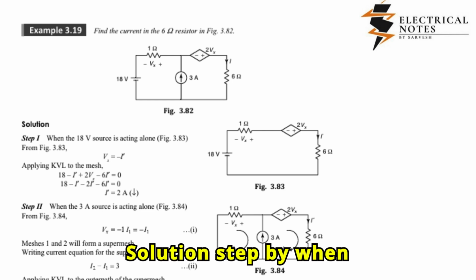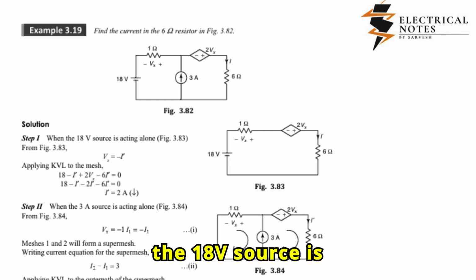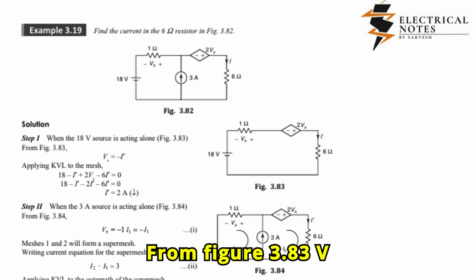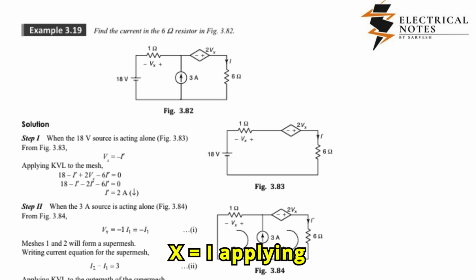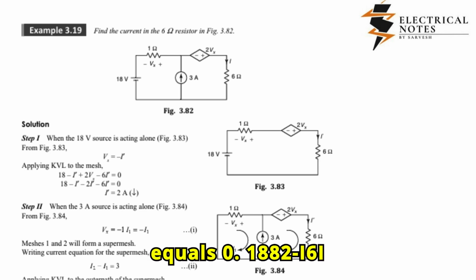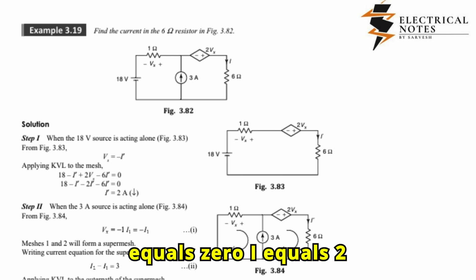Solution. Step 1: when the 18V source is acting alone, Figure 3.83. From Figure 3.83, Vx equals I. Applying KVL to the mesh: 18 minus I plus 2Vx minus 6I equals 0. 18 minus I minus 2I minus 6I equals 0.